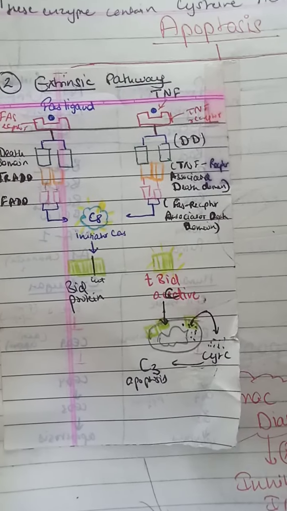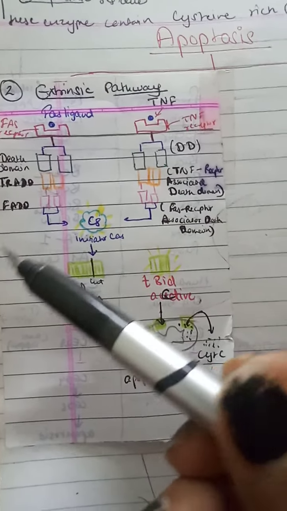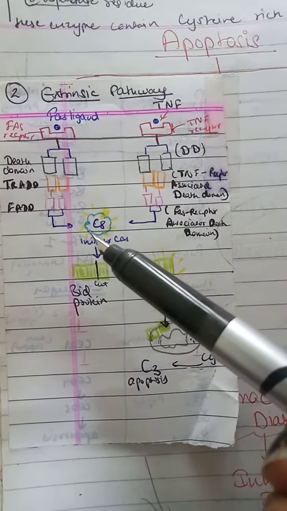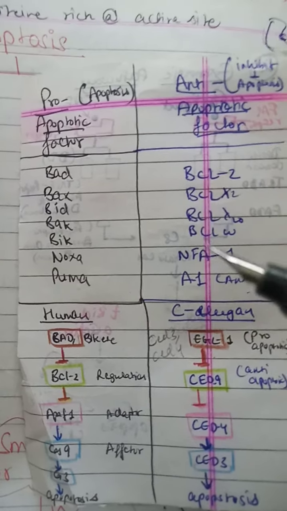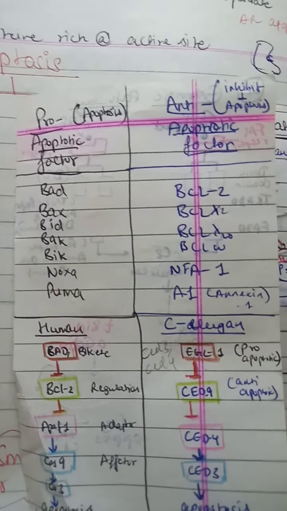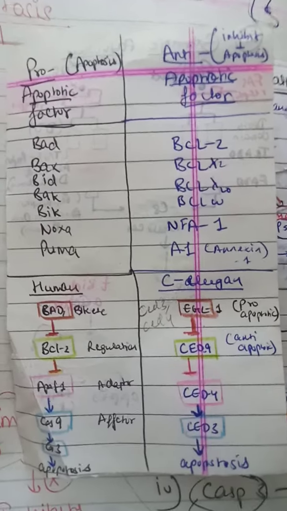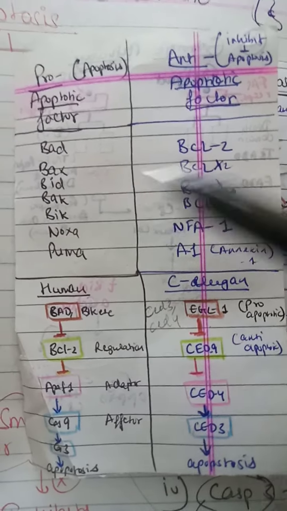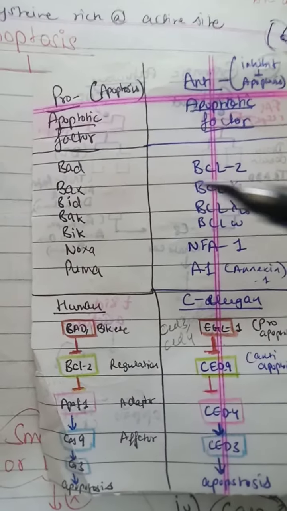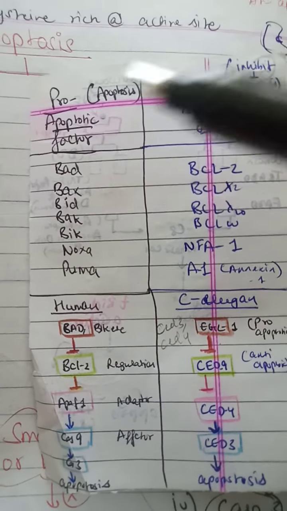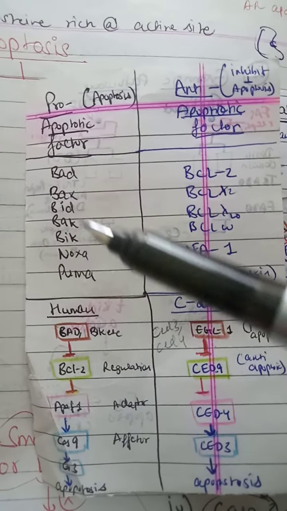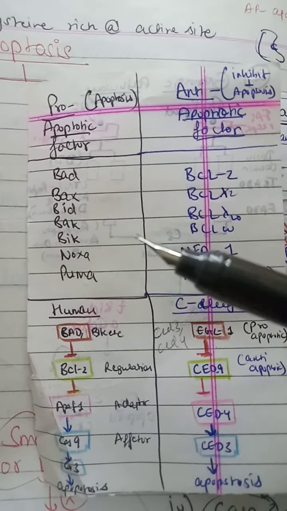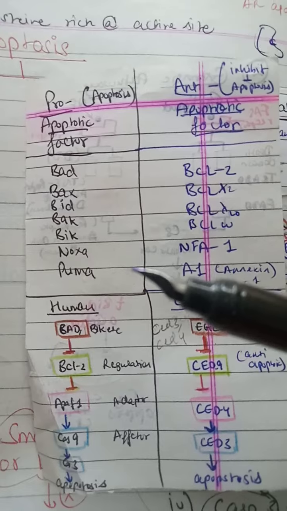So this is the small process, and same with the FAS ligand or FAS receptor. Okay, so let's see a few pro-apoptotic factors and anti-apoptotic factors, so that it will help you in the next few more topics. So yeah, pro-apoptotic factors. Here I am listing them out. You just remember, because it will help you in the exam.